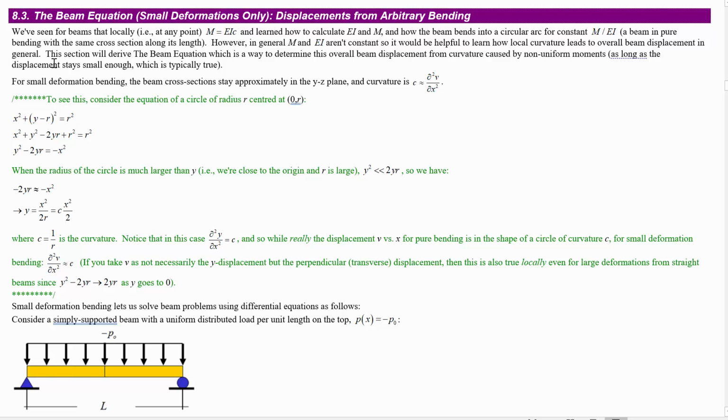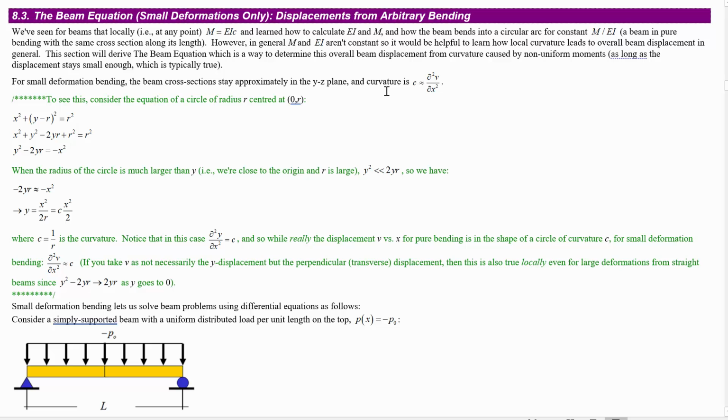This is going to allow us to solve statics problems that we weren't able to solve before, like how much force shows up at each end in response to an arbitrary applied loading function if you have a double fixed support setup. So this is going to first derive the beam equation, which is a way to determine the overall displacement from curvature caused by non-uniform moments as long as the displacement stays small enough, which is typically true.